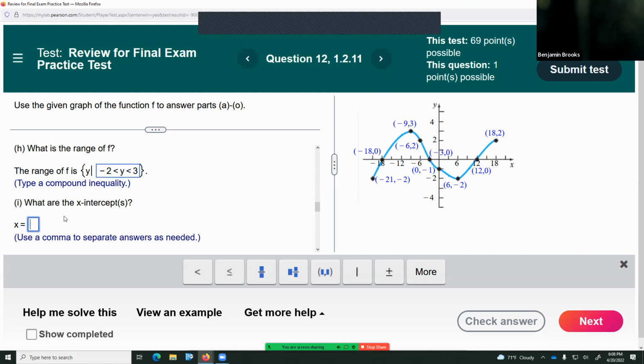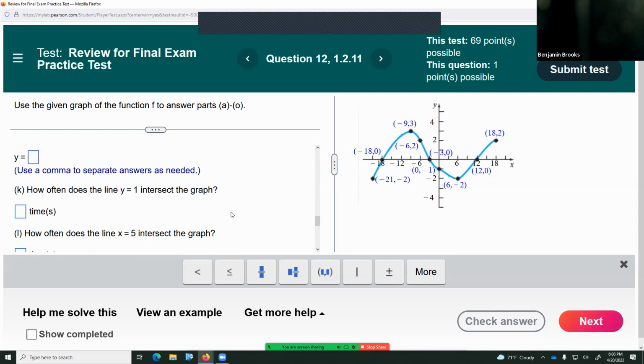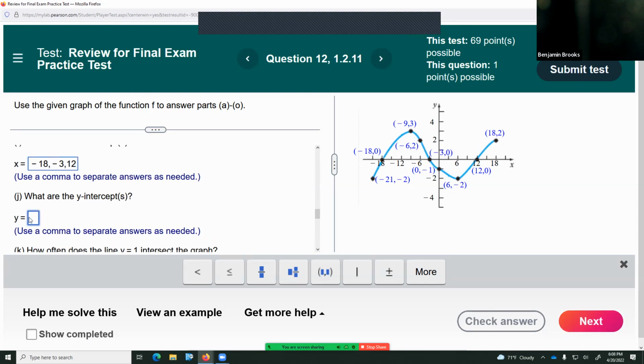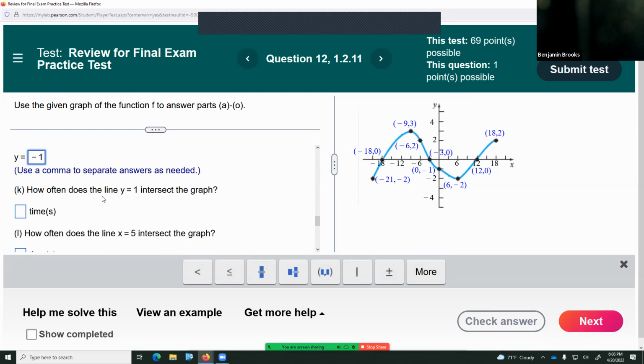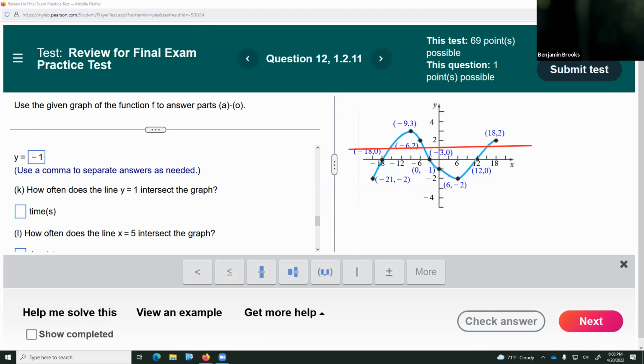The intercepts, the x-intercepts occur at those same spots, -18, -3, 12, assuming that is asking the same question. Y-intercept, there's only one at -1. Dang, this problem's long. All right, how often does y equals 1 intersect the graph? Well, what you can do kind of in your mind is draw this imaginary line at y equals 1 and see where it hits the graph. Well, it hits 3 times.